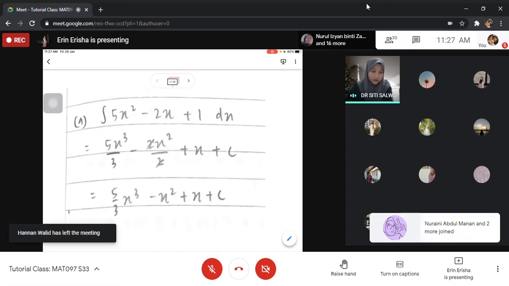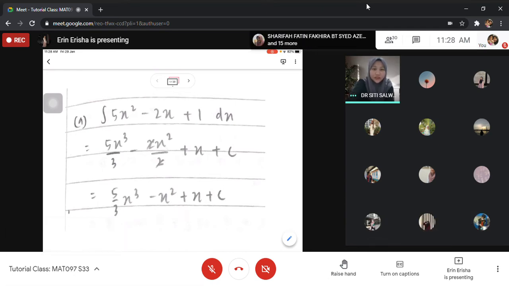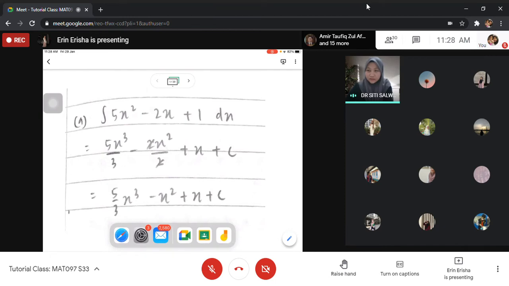Actually this one is direct. You integrate each term one by one, and the power will increase by 1. For the second term, you cancel 2 and 2. So the rest, same or not? Same. So question number 1 is actually direct. You integrate term by term, one by one. Okay, thank you Erin.